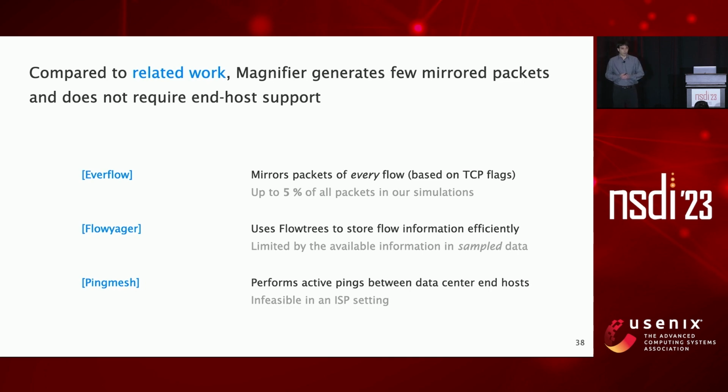There are also other approaches to solve this problem, for example, Flow Voyager, which is limited to the observation of sample traffic, but does some very similar inference strategies to what Magnifier does. And finally, more active approaches, for example, Ping Mesh, which is focusing on data center networks, are not easily applicable in an ISP setting where we do not control direct endpoints or devices in our network.